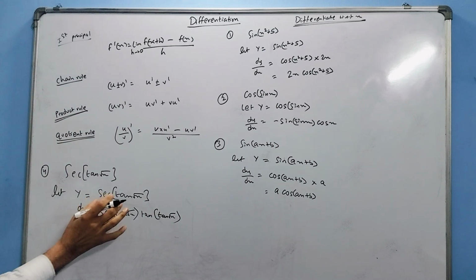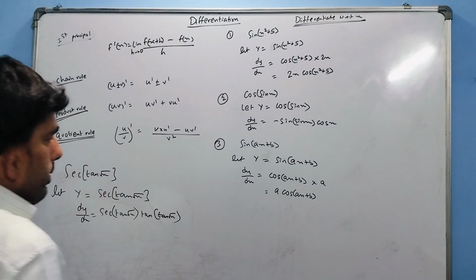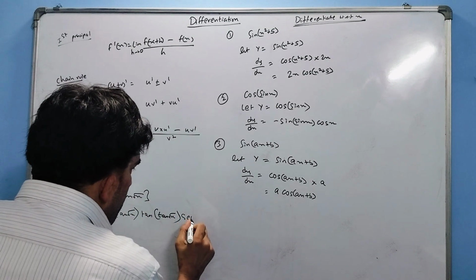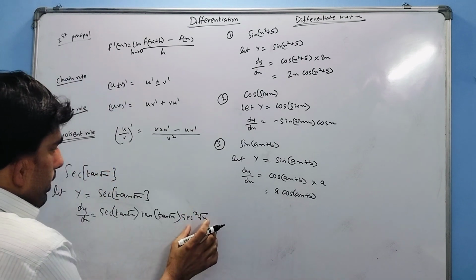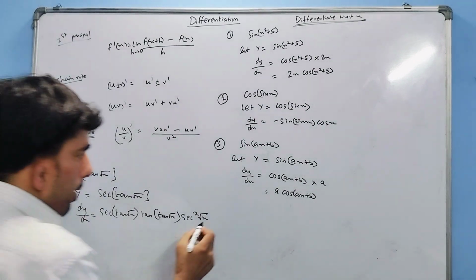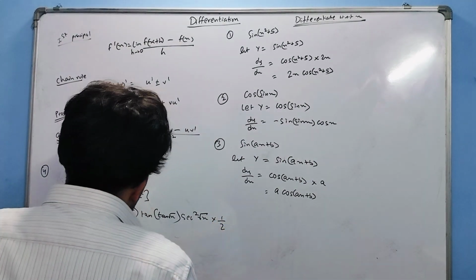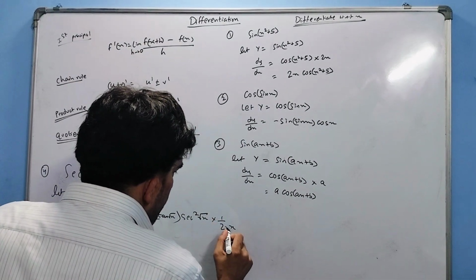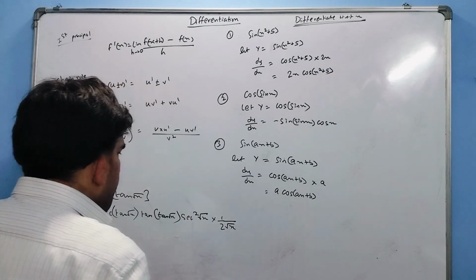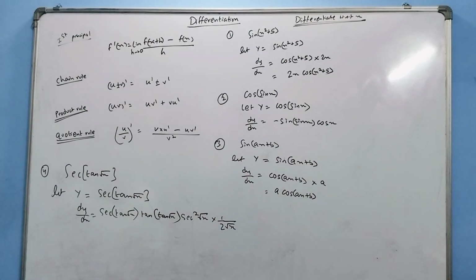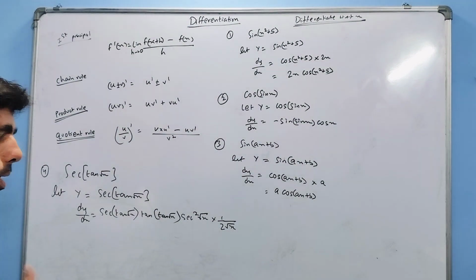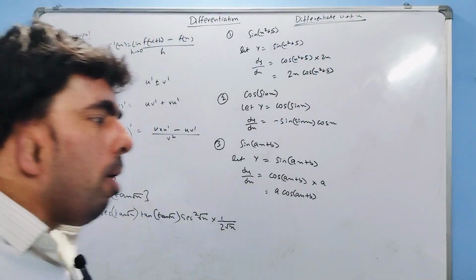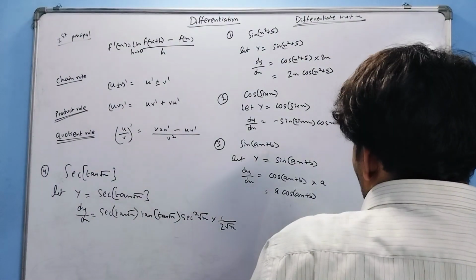Okay, and differentiation of tan x will be sec square x. So we'll have sec square root x. Now differentiation of root x will be half upon root x. So this is the differentiation of sec tan root x. Now we'll try to solve another question.